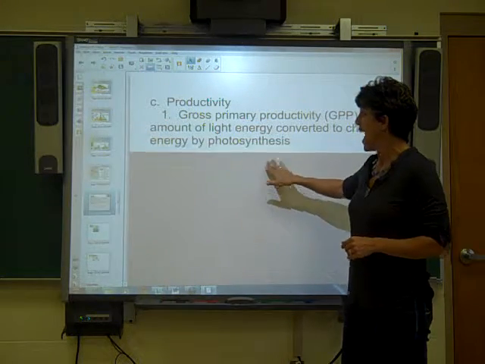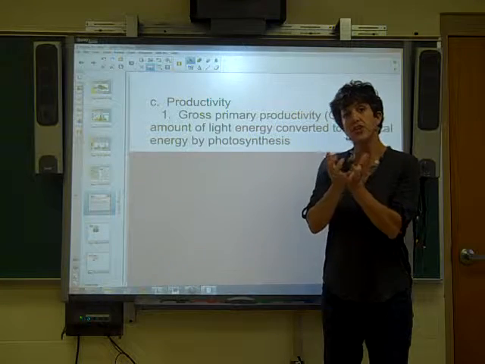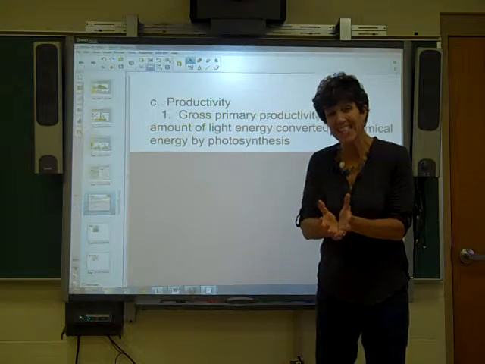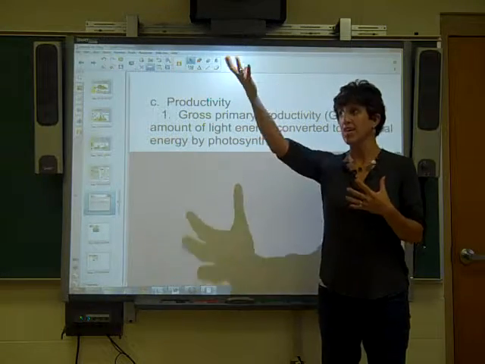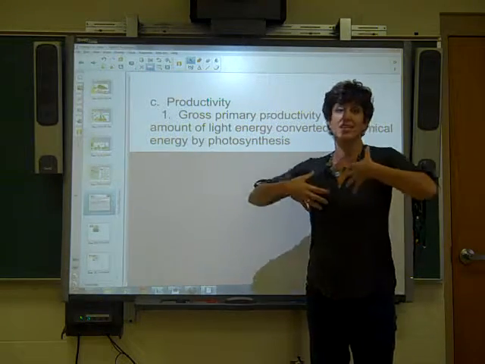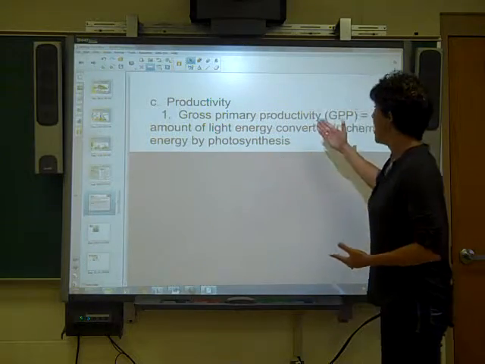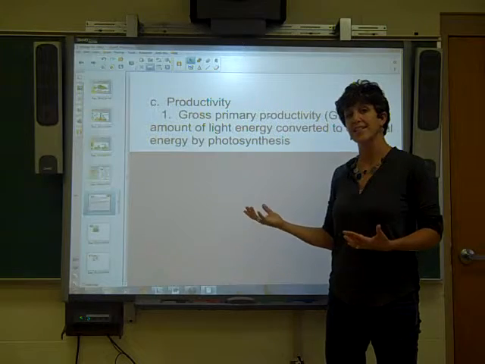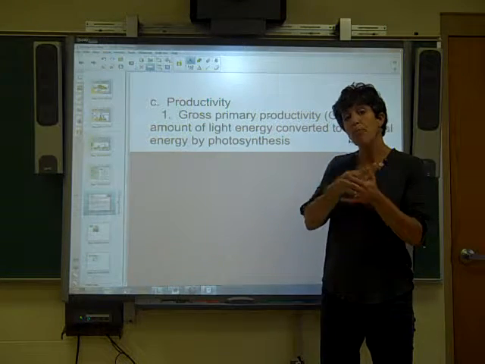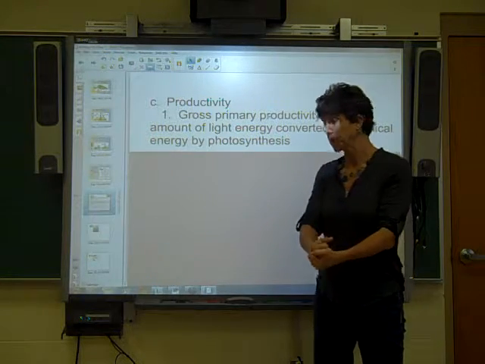That refers to how much energy do organisms, producers, produce. How much energy do they make? They use the sun, they do photosynthesis, and they produce sugar. So, amount of light energy converted to chemical energy by photosynthesis. So this is all about how productive are my producers.